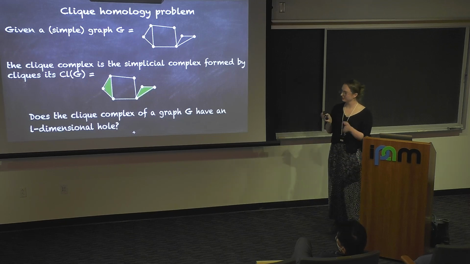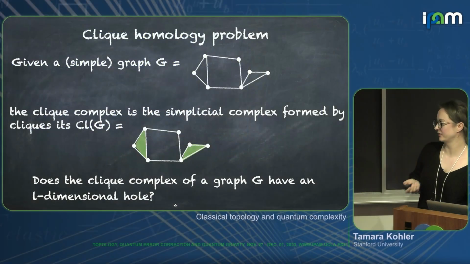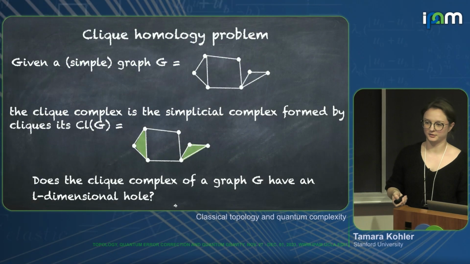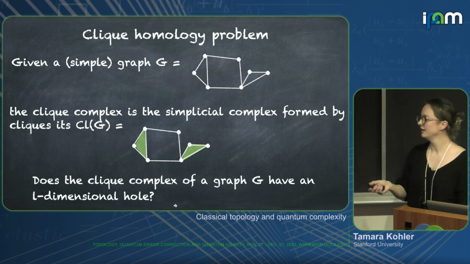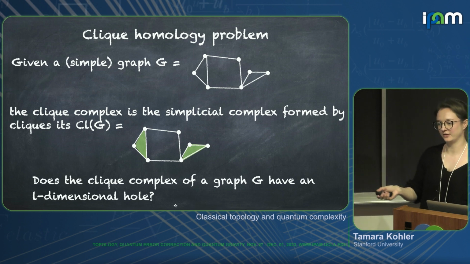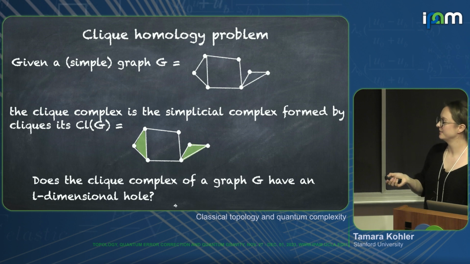Okay, so the main problem we're going to be interested in today is, does the clique complex of a graph G have an L-dimensional hole? This isn't exactly the problem we're going to be interested in, because we're going to need to give a little promise on the input of this problem. So we're going to have to promise something about the graph in order to make this problem tractable. But we'll deal with that later. And for now, we can just think about the problem we're interested in: does the clique complex of a graph have a hole or not?